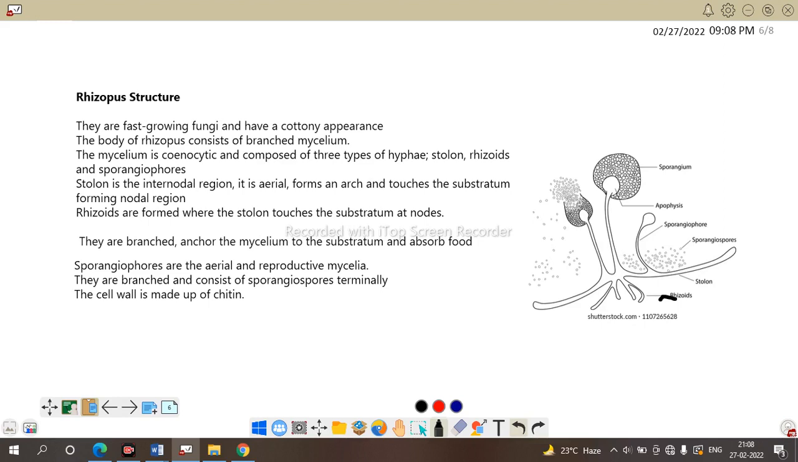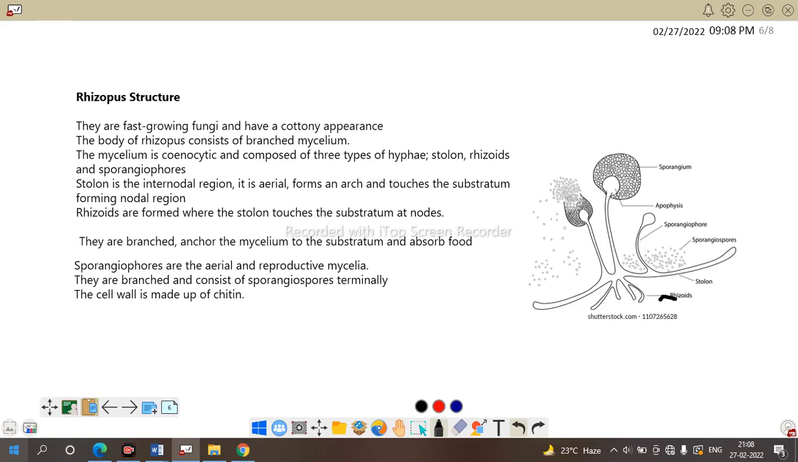Next is rhizoid. Rhizoids are formed where the stolon touches the substratum. Where stolon touches the substratum, rhizoids are developed. Obviously, rhizoids have the function of anchoring the mycelium on the substratum and absorbing the food material.